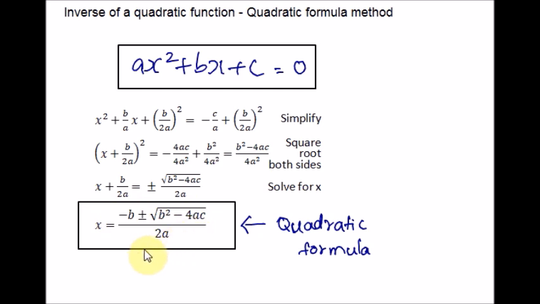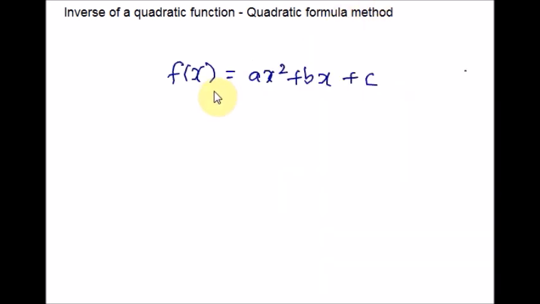Please notice that the quadratic formula will result in two possible solutions, one with the positive and one with the negative sign in between. You will have to make the selection based on the domain and range of the function, because we all know that the domain and range of the original function and the domain and range of the inverse function have to swap. Am I right? Let us begin with a quadratic equation to find the inverse.